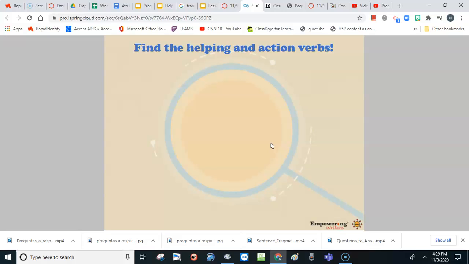Find the helping and the action verbs here. Mom is baking cookies. Is is the helping verb. Baking is the action verb. Julie was jumping up and down. What's the helping and the action verb? Was is the helping verb. Jumping is the action verb.